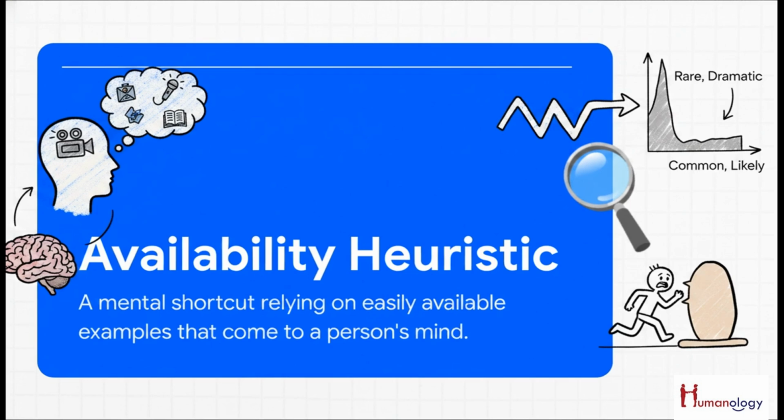For instance, if you literally just watched a news report about a plane crash, your brain automatically screams, flying is highly risky, even though you're statistically way more likely to get hurt just driving to the airport. But because that image of the plane crash is vivid and easily available right there in your mind, it totally hijacks your logic. We end up fearing rare, dramatic events because they're so easy to recall, while we totally ignore the common, statistically likely dangers, like, say, texting while driving. So what's mentally available covertly influences our entire perception of risk.